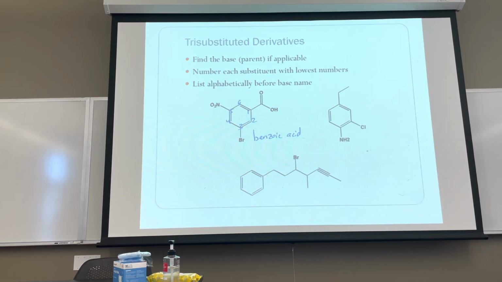Okay, so this one would end up being then what? 3-bromo-5-nitrobenzoic acid.